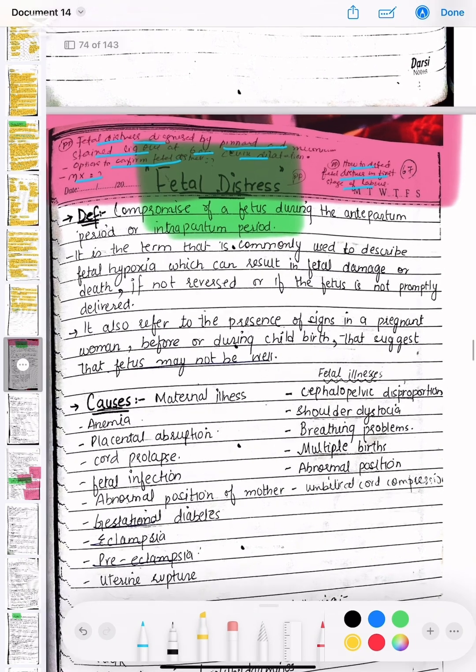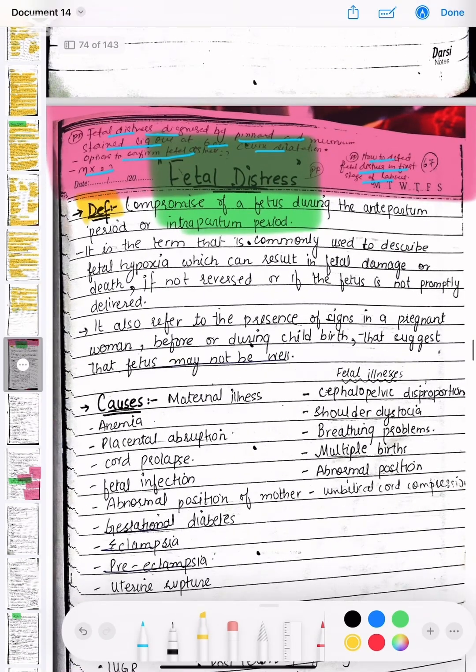So the definition of fetal distress is compromise of the fetus during the antepartum period or intrapartum period. It is the term that is commonly used to describe fetal hypoxia, which can result in fetal damage or death if not reversed or if the fetus is not promptly delivered.